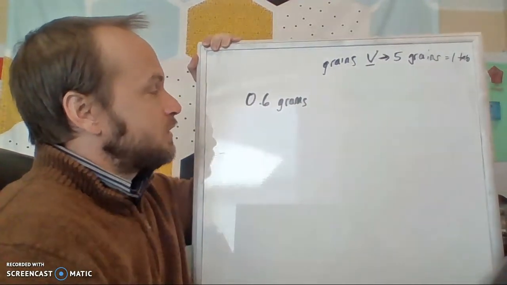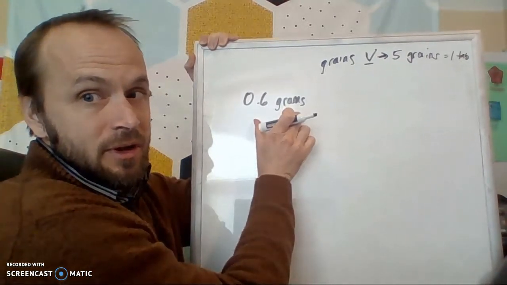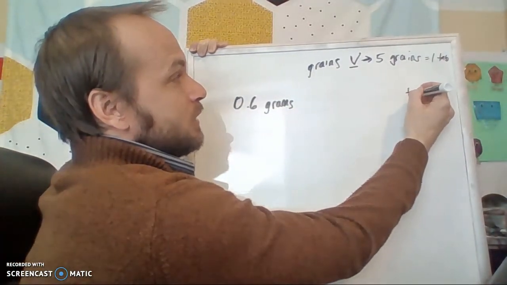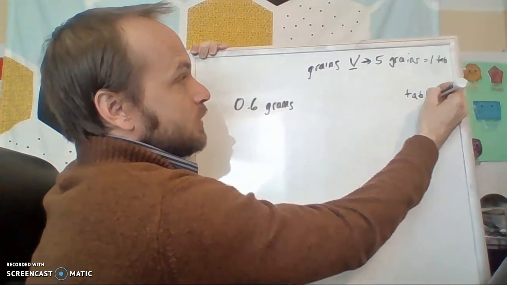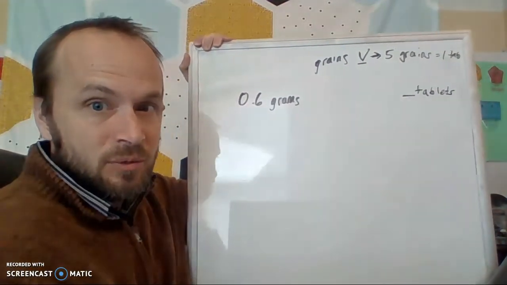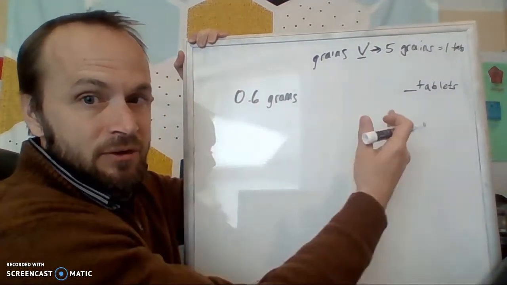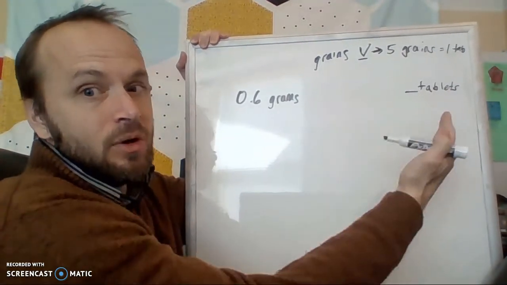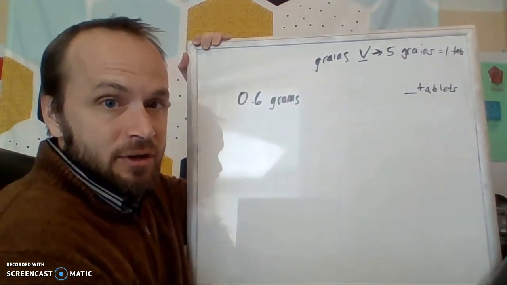With dimensional analysis, this is what we start with. What do we want to end up with? Well, we want to end up with how many tablets. So I'm going to put tablets over here. That's my question mark I'm trying to get to. Now I have to multiply by several conversion factors, or maybe sometimes only one conversion factor, to get to where I need to go.